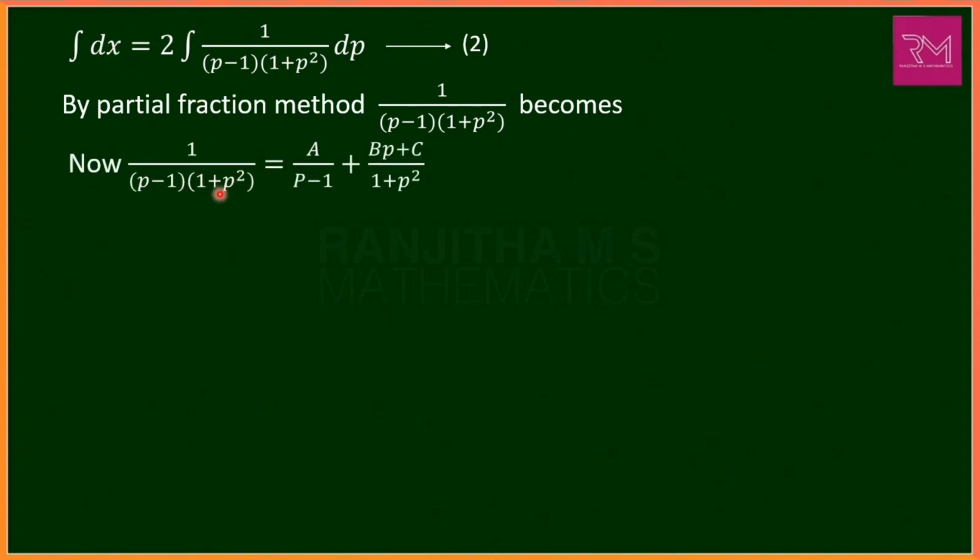That is 1 by (p minus 1) into (1 plus p square). With the help of partial fraction method, we can write it as a divided by (p minus 1) plus (bp plus c) divided by (1 plus p square). Here, this is a partial fraction in p, so we split 1 by (p minus 1)(1 plus p square) as a divided by (p minus 1) plus, in the place of bx plus c, we substitute p in place of x, so (bp plus c) divided by (1 plus p square) on the other side.